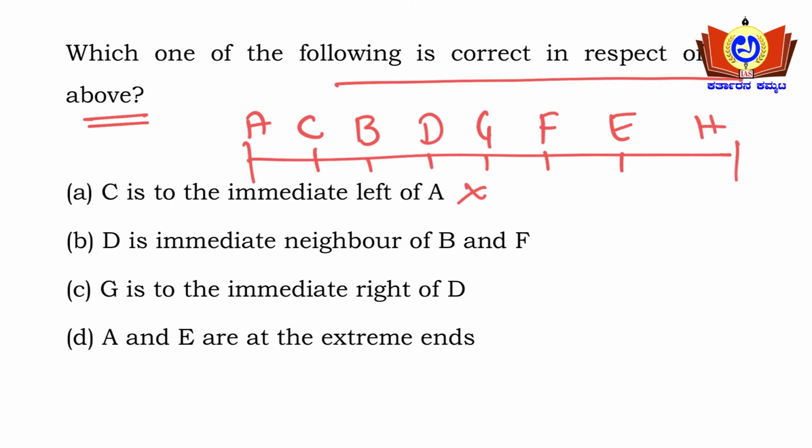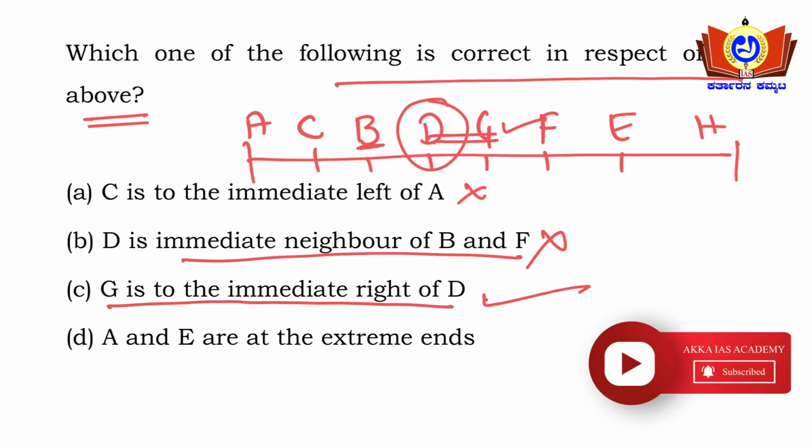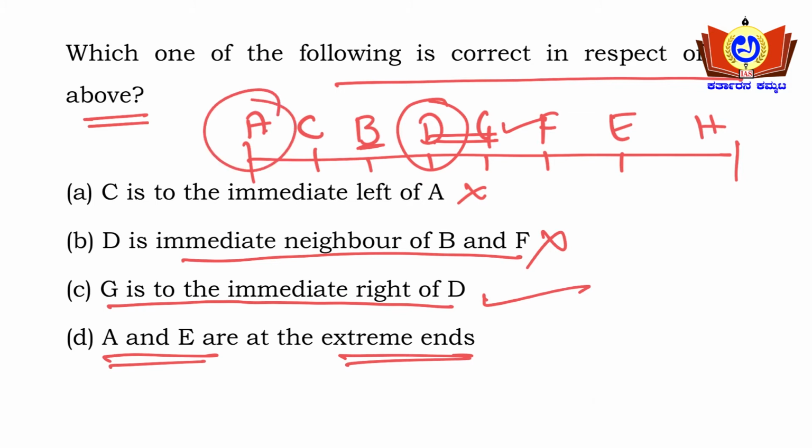D is the immediate neighbor of B and F. D is the immediate neighbor of B, correct, and F no. So this is also wrong. G is to the immediate right of D. This position holds good, so this is correct here. A and D are at the extreme ends. A is at the extreme end and D is not at the extreme end. So this is wrong. So option C is the right answer here, guys. Okay, moving on to the next question.